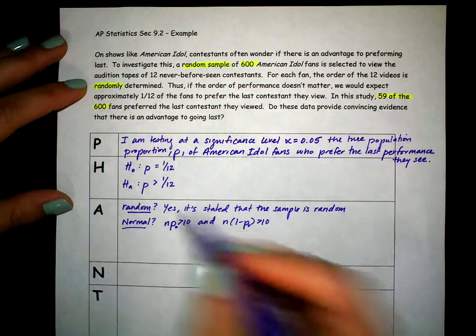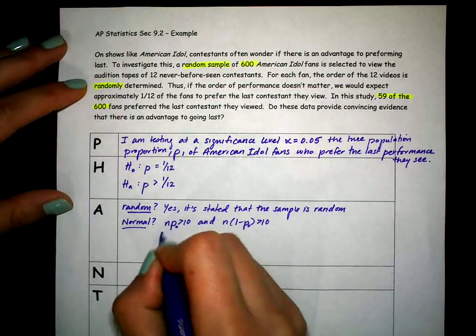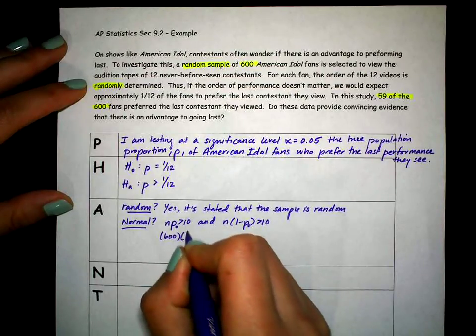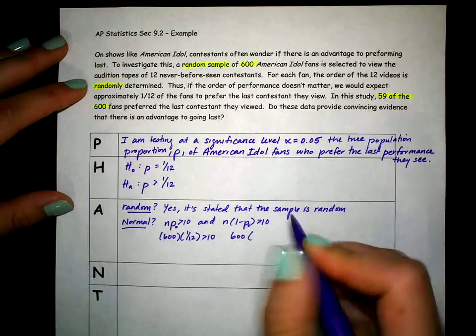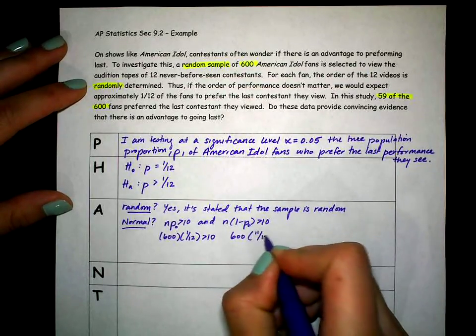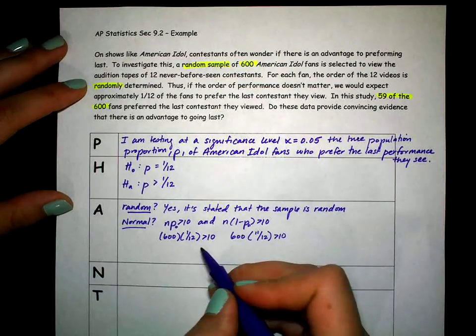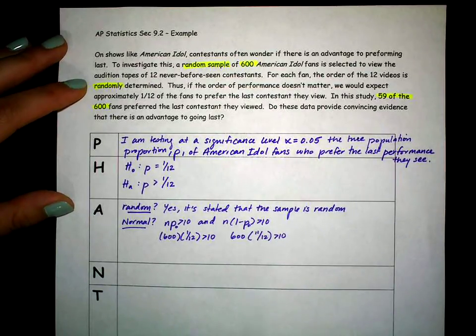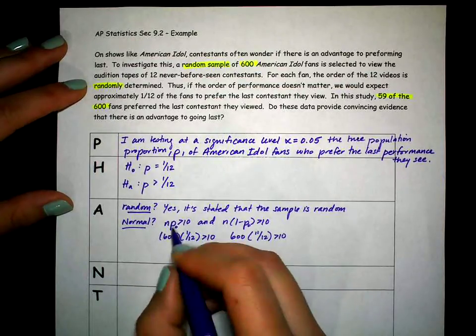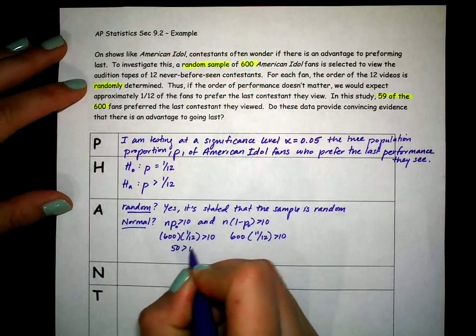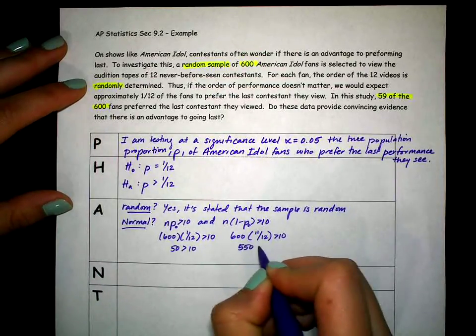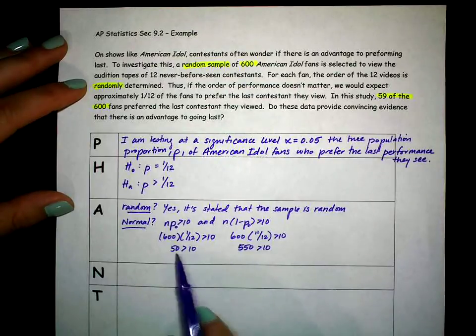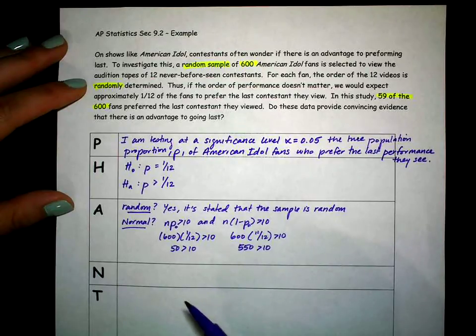Alright, so our sample size is 600. 600 times 1/12 and 600 times 1 minus 1/12, so it's 11/12. So these are successes and these are failures. Let's go ahead and calculate that. So this would be 50, definitely greater than 10, and this would be 550. Okay, notice these two numbers add up to the sample size of 600. So yes, this passes that normal test.